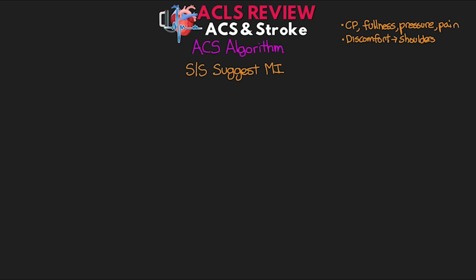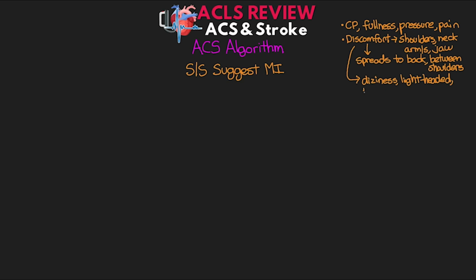So the first step in this algorithm is the recognition of someone exhibiting signs and symptoms that might suggest that they are having an MI. Now, these signs and symptoms are going to include things like chest pressure, fullness, squeezing, or pain that really last for several minutes, chest discomfort that spreads to the shoulders, neck, arm, or jaw, discomfort that spreads to the back or between their shoulder blades, if they have discomfort with either dizziness, lightheadedness, nausea, vomiting, sweating, or fainting, or sudden shortness of breath with or without chest discomfort.